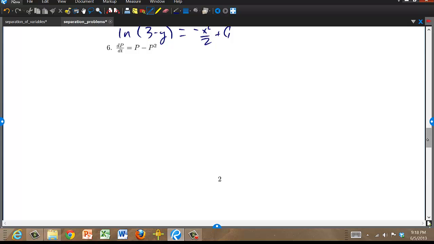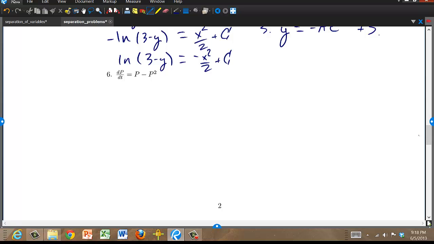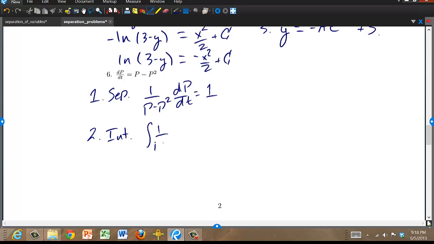All right, let's try number 6 here. And then we'll try number 7 after that, and then we'll be done. So in number 6, it's the exact same thing. I'll try and separate variables. So I'll have 1 over p minus p squared dp/dt equal to 1. Two, we have to integrate. So we have the integral of 1 over p minus p squared dp equals the integral of 1 dt. And now you need to think about how to do this. You can do this using partial fractions.